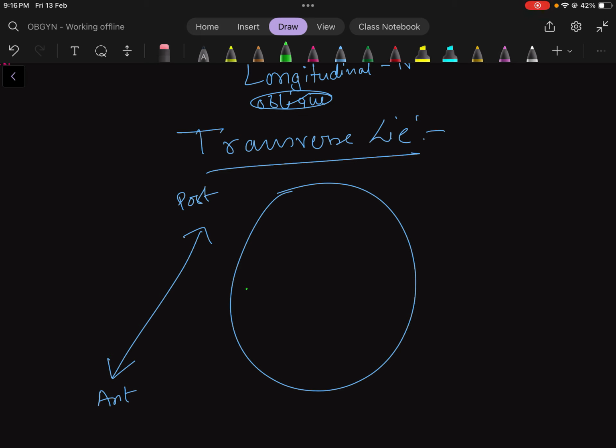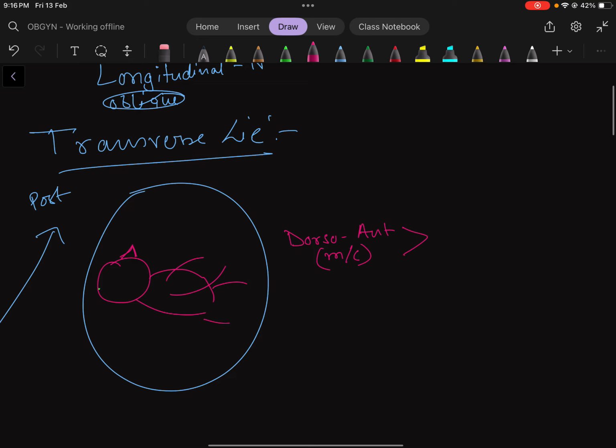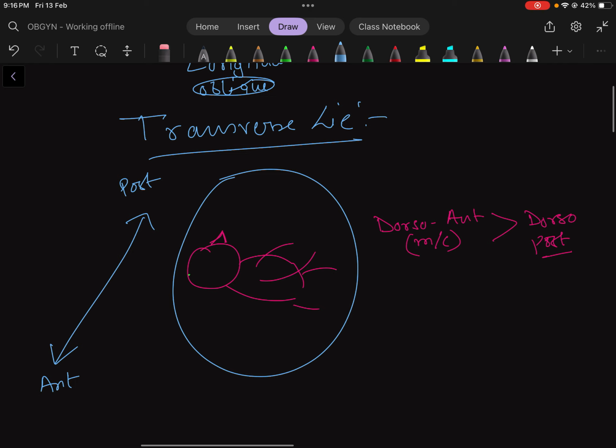So most commonly what happens is, in transverse lie, the dorsum generally faces the anterior part. So the position is dorso anterior. That means the face is most of the time facing in the opposite direction. So dorso anterior is more common than dorso posterior.